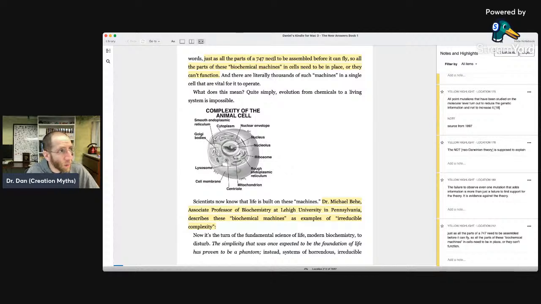All the parts of a 747 need to be assembled before it can fly. All the parts of biochemical machines in a cell need to be in place or it can't function. There's a phrase some of you are thinking right now, and you're 100% right. And if you read down here, Dr. Michael B., you know what's coming. Associate Professor of Biochemistry describes these biochemical machines as examples of irreducible complexity.